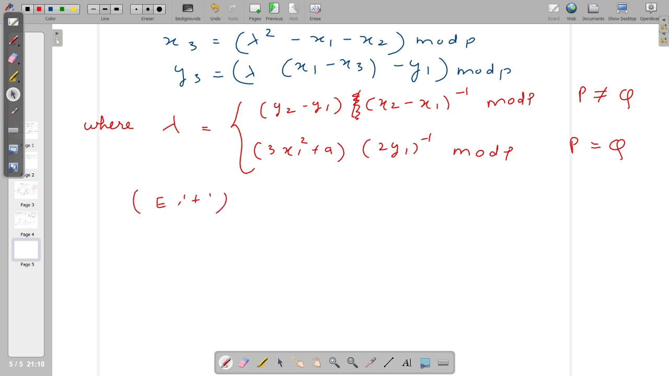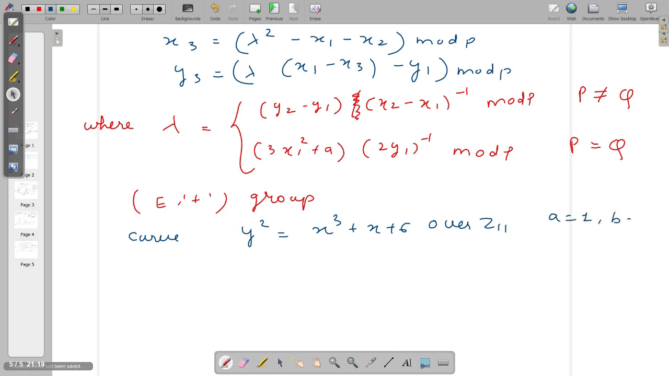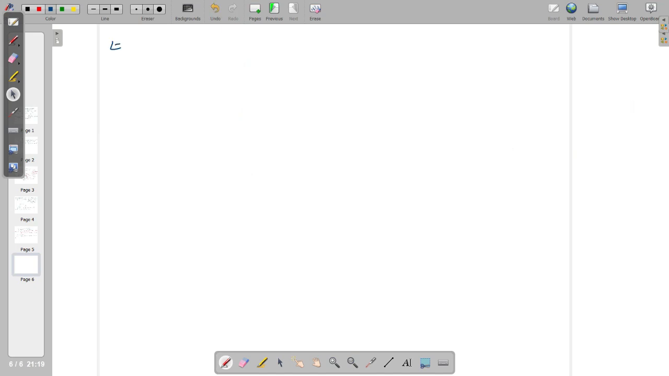We have defined the group, and we defined the curve in the previous video: the curve is y squared equal to x cubed plus x plus 6 over Z11. So here a is equal to 1 and b is equal to 6. For this curve we already defined the points on it. So let me write the points only, because we have already found them in the previous video.